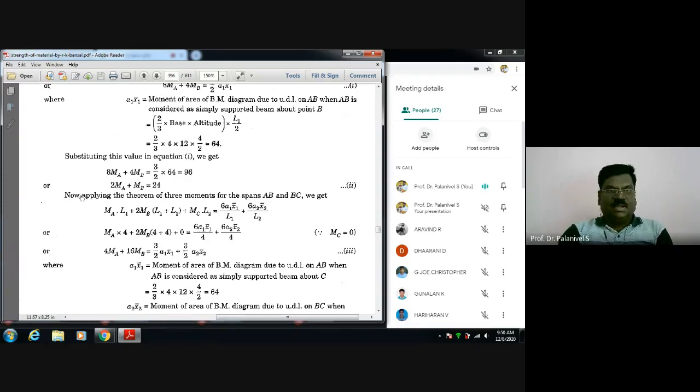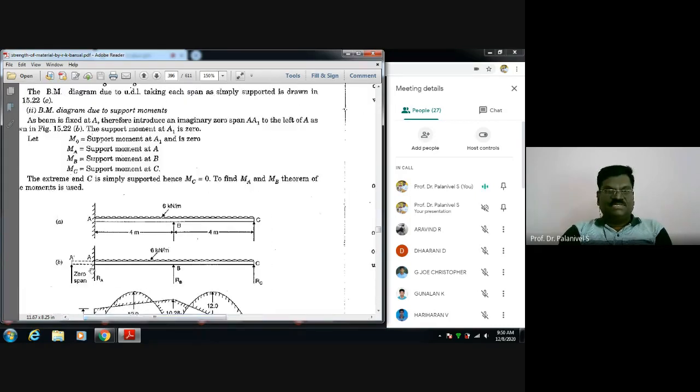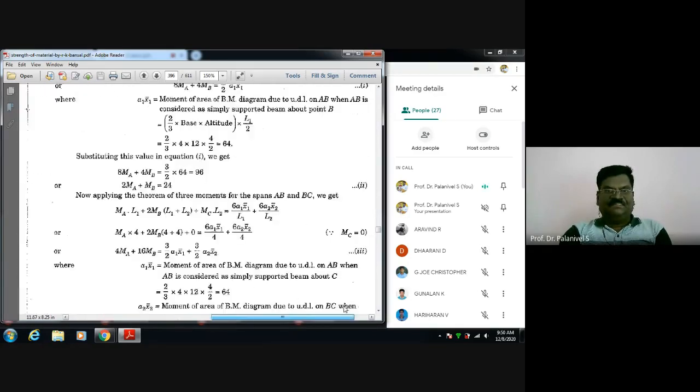Next, you now apply the theorem of 3 moments for the spans AB and BC. Take the next 2 spans. First you considered the 0 span and AB. Now you consider span AB and BC. Now you apply.